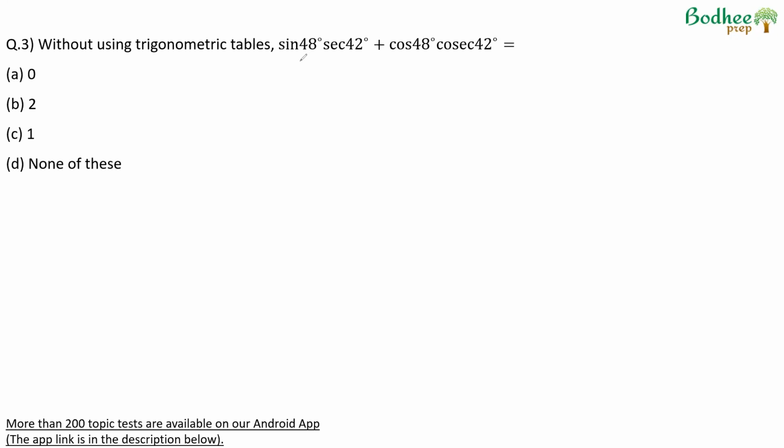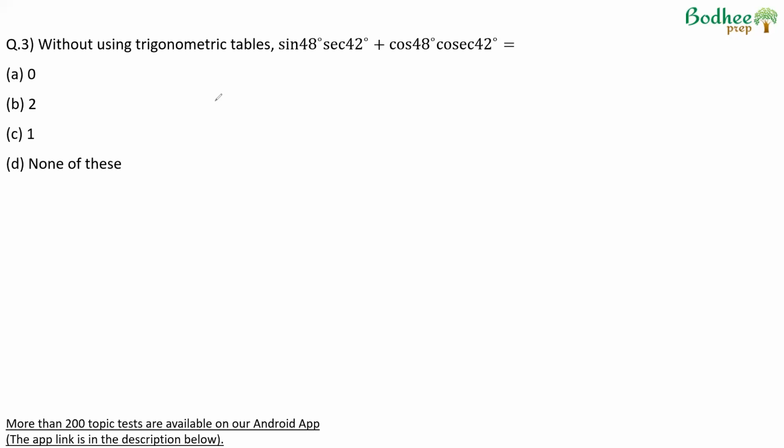Without using trigonometric tables, evaluate sin 48 sec 42 plus cos 48 cosec 42. So sin 48 can be written as sin(90 minus 42) times sec 42, plus cos 48 can be written as cos(90 minus 42) times cosec 42 degree. 90 minus 42 means the first quadrant, so positive.